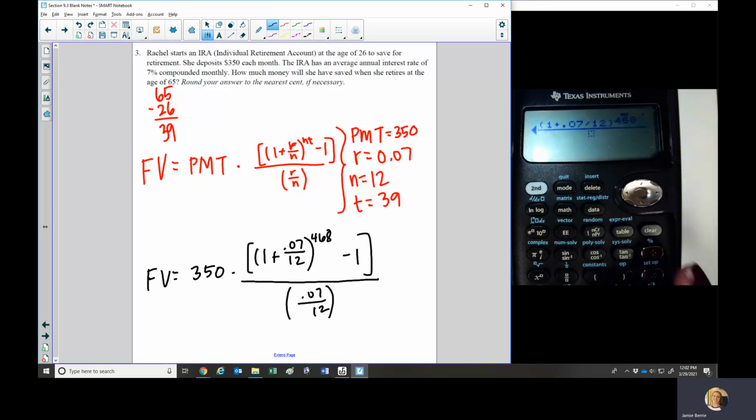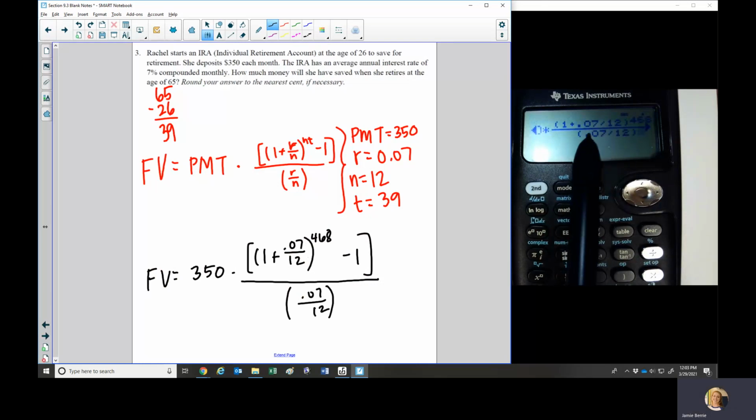Get out of the exponent. Minus, whoops, hit a plus, minus 1. All right, and then the denominator, we have parentheses 0.07 over 12. You really don't have to put that in parentheses, but I went ahead and put it in there since it was in the formula. When you have this little fancy fraction button, you don't have to worry about putting parentheses around the denominator.